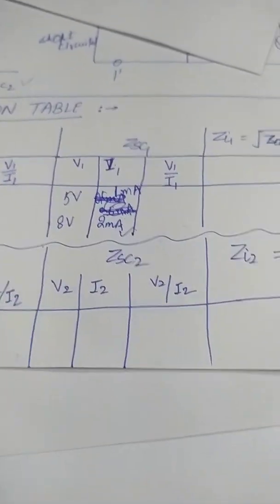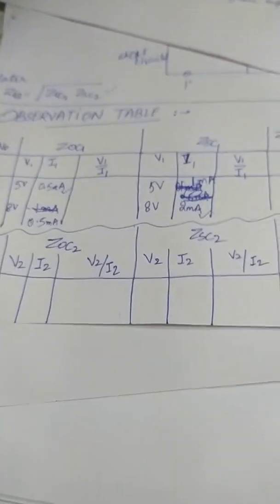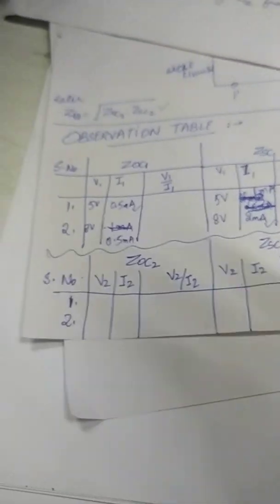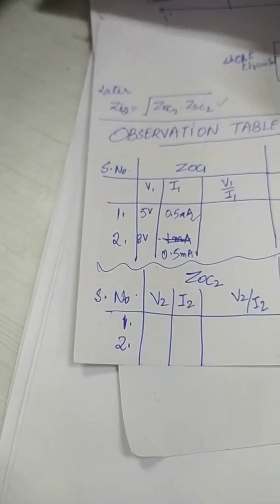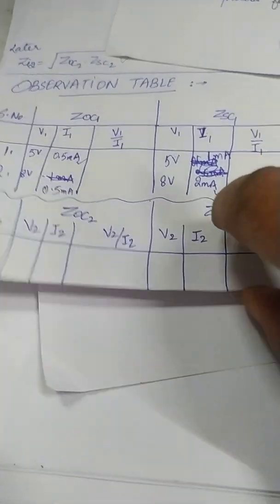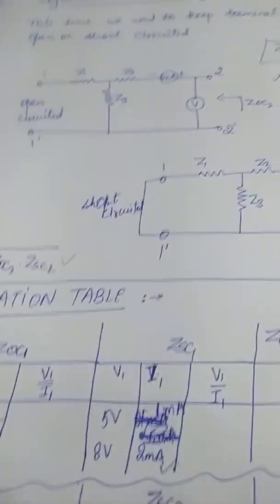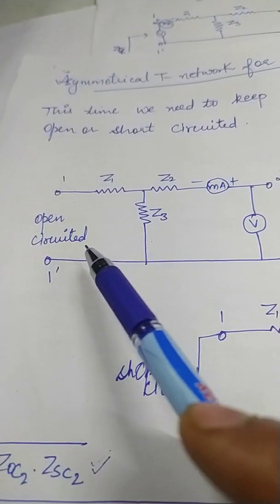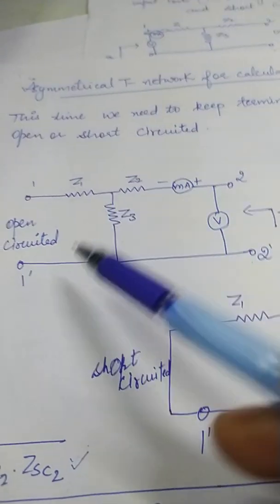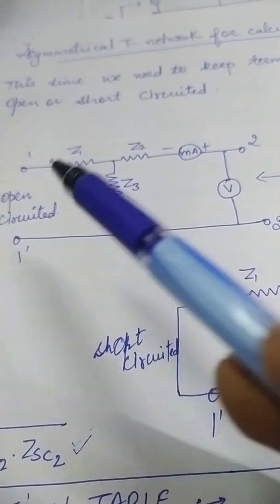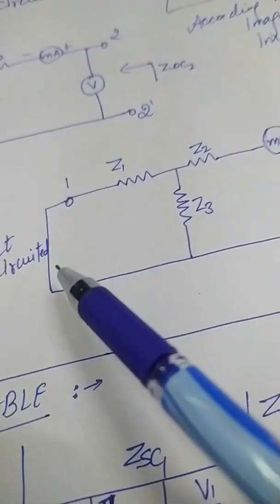Okay, so the next part is that we now have to repeat the process, this time calculating the image impedance from the output terminals. This time we have to consider the input terminals to be open circuited as well as short circuited.